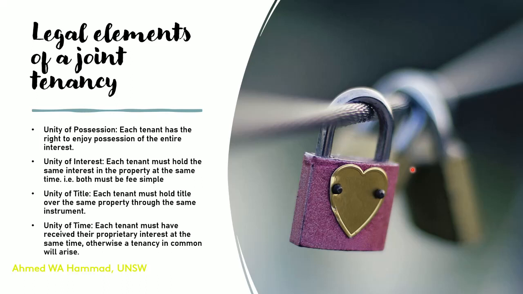The third legal element is unity of title, and that's where each tenant must hold the title of the same property through the same instrument. Now, the word instrument over here can be taken to mean deed. So a deed can be the instrument, or a will, for example. And then the final legal element is the unity of time, and that's where each tenant must have received their proprietary interest at the same time. Otherwise, this other ownership classification would be assumed, and that other ownership classification is a tenancy in common.